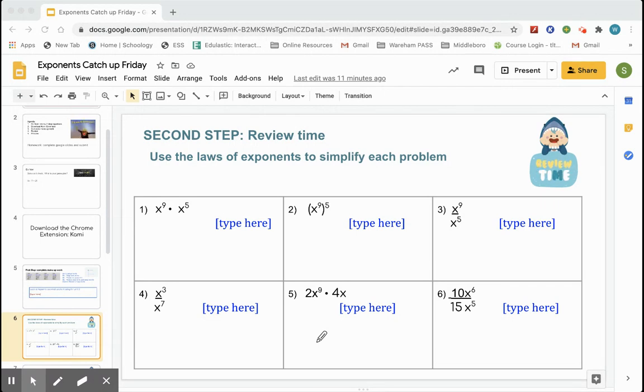All right. On the last problem, we're going to do the same thing. We're going to organize the numbers together and the variables. And I want to remind you, we can do this by the commutative property of multiplication, which says when you're multiplying, order doesn't matter.